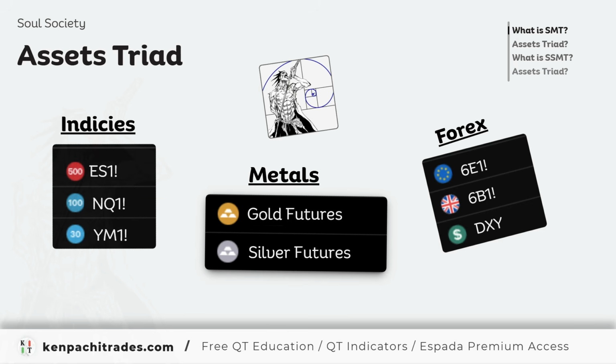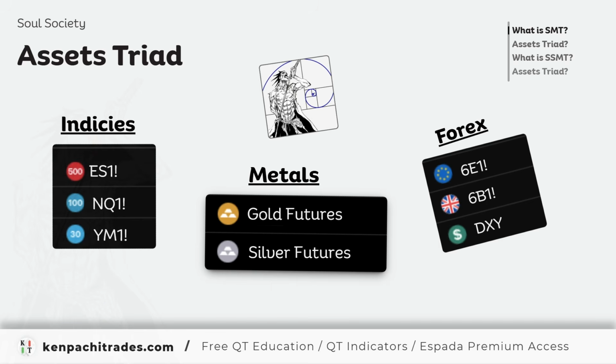The second one is metals, gold futures and silver futures. Same idea, these two move together, so you look for divergence between them. And the third one is forex: Euro futures, British pound futures, and DXY. This one is a little bit different. DXY moves inverse to euro and pound. So when you mark your levels, you flip the logic. A higher DXY lines up with a low on the other two. That's it. Three triads. Pick your market and compare the assets inside it.